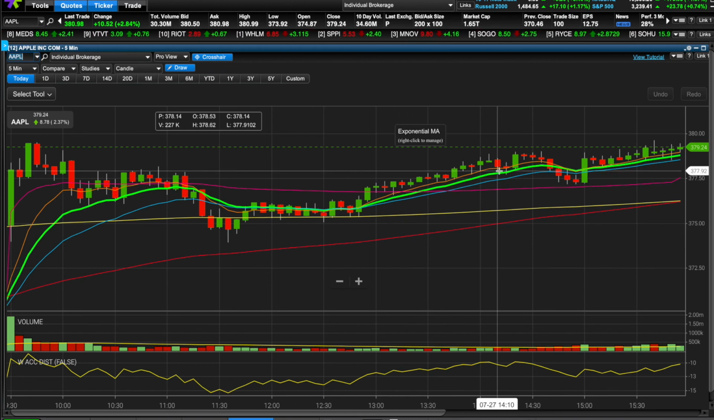So overall, VWAP is pretty simple. Use it for entry points, exit points, and support and resistance on intraday charts.